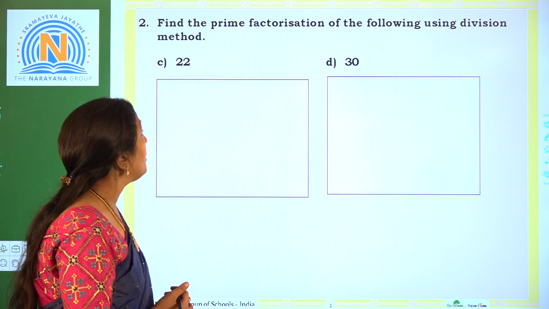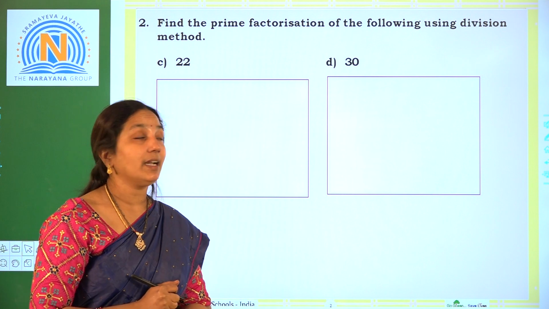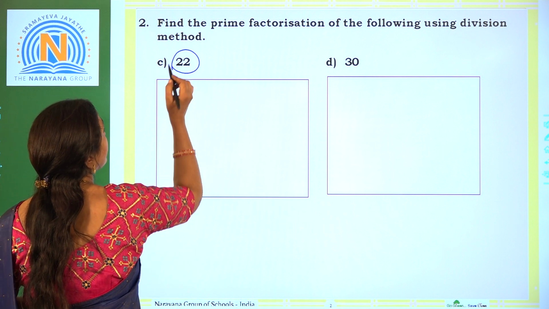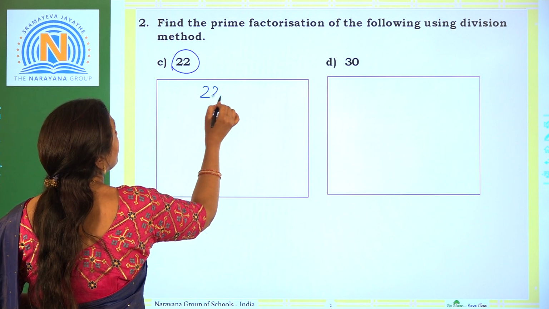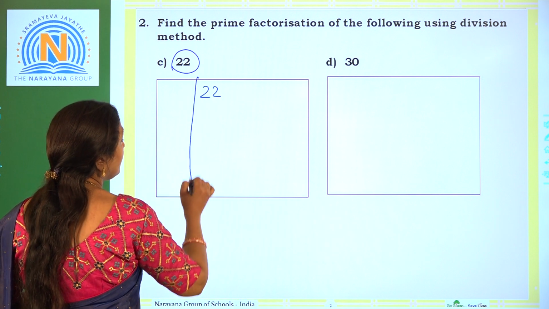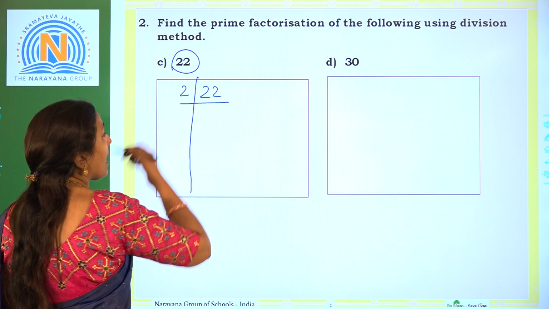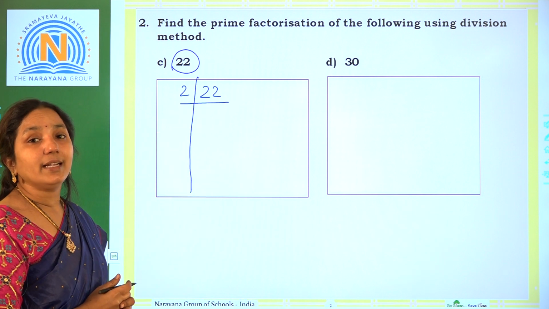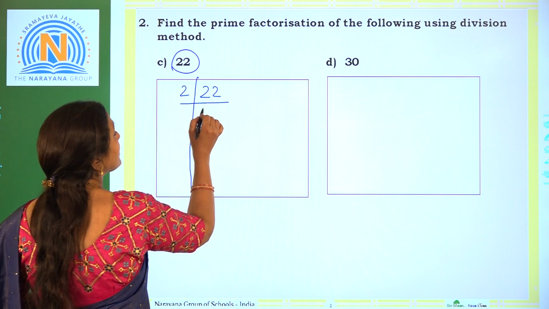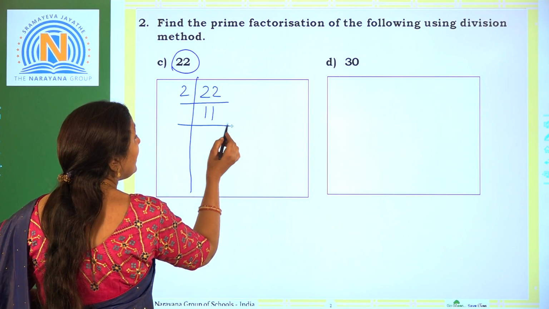Find the prime factorization of the following using the division method. Just now we completed the factor tree method. Now the division method we have to complete. So what is the given number here? 22. So for 22 we have to write the prime factorization. For that, what is the first prime number? 2. 22 is an even number, so we can divide. How many times? 2 11s are 22. So 11.